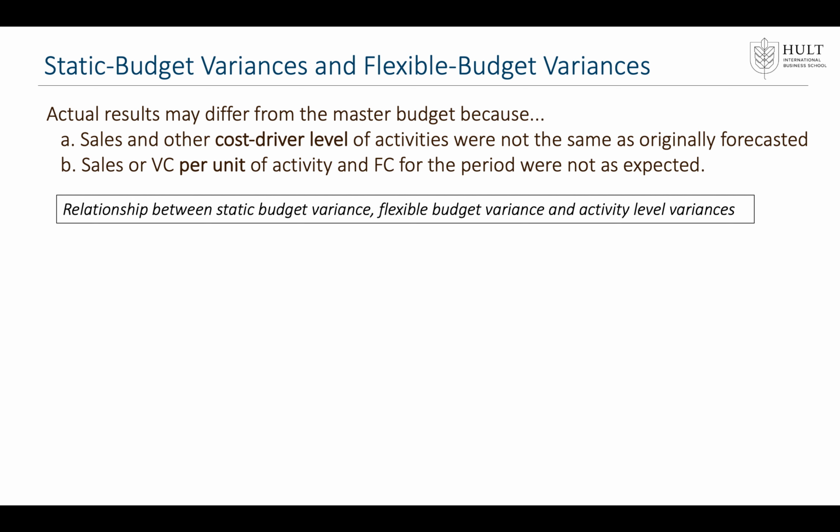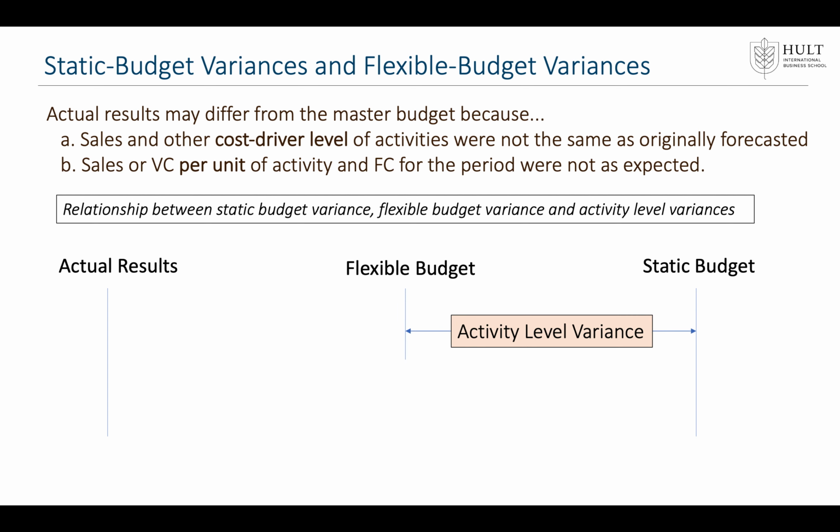Is that from the different sales level, or do we want to measure the variances focusing only on the cost part? So the relationship between the static budget variance, flexible budget variance, and activity level variance is really important to understand the variance analysis. Actual result and then static result. In the middle, we have the flexible budget.